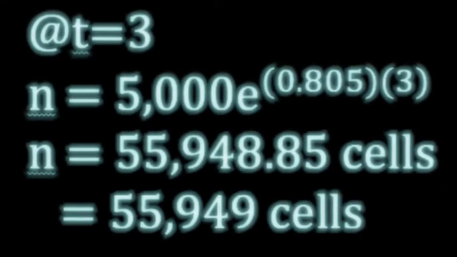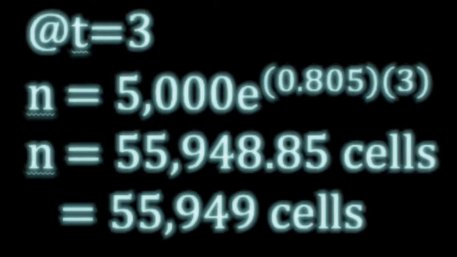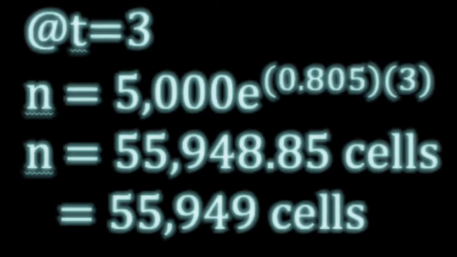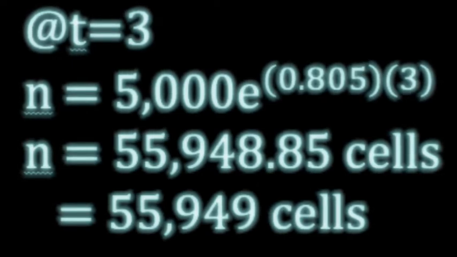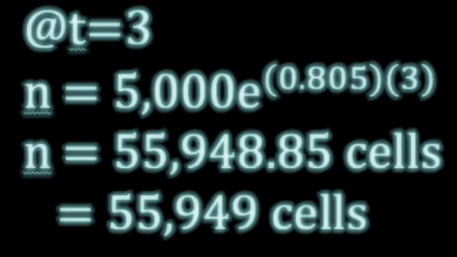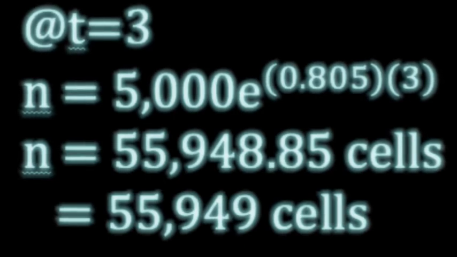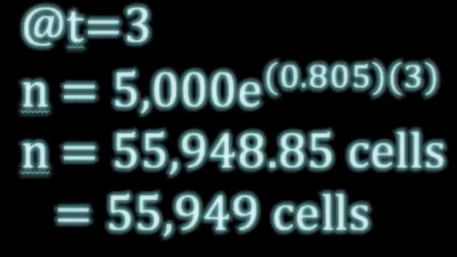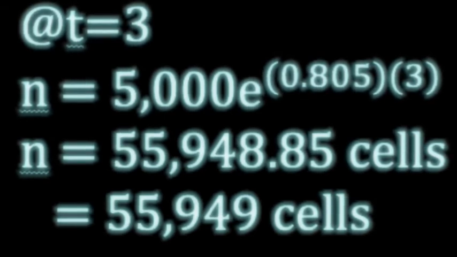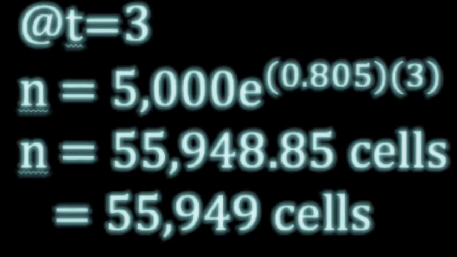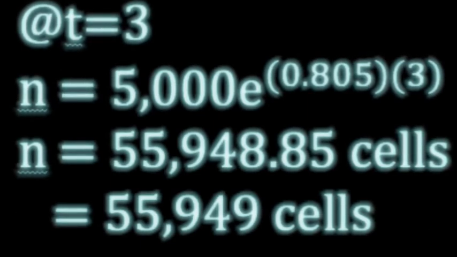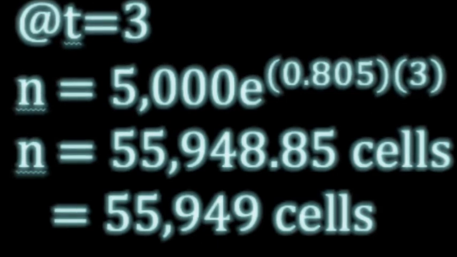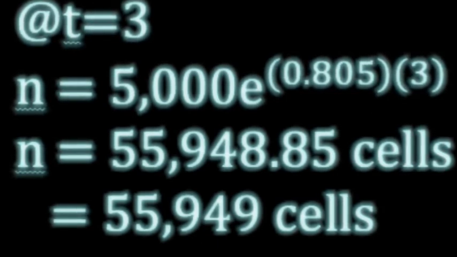So here we are at the last question. At t equivalent to 3 weeks, we have to find the number of cancer cells there in the body. Plugging in all of the values that we solved earlier, like c1 equivalent to 5,000 and k as 0.805, we'll be able to get the number of cancer cells in her body when she died, which is equivalent to 55,948.85 cells.